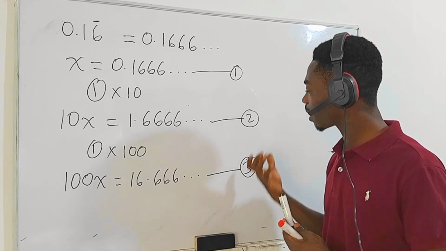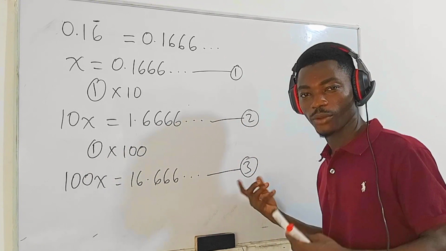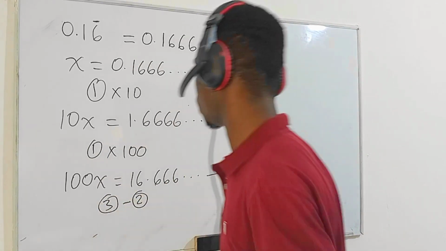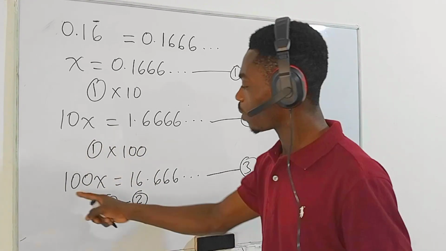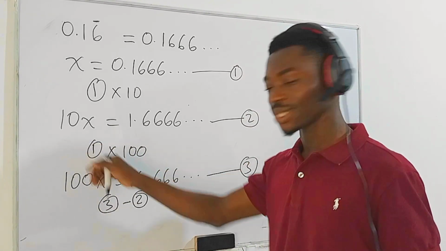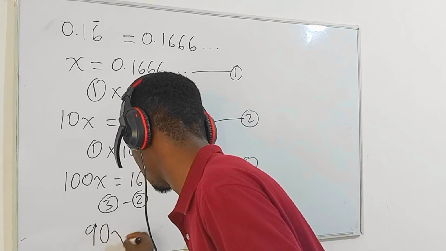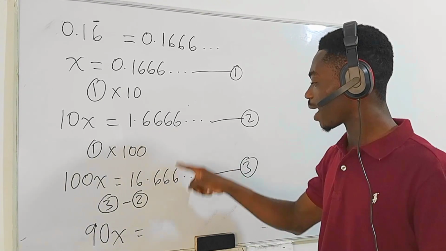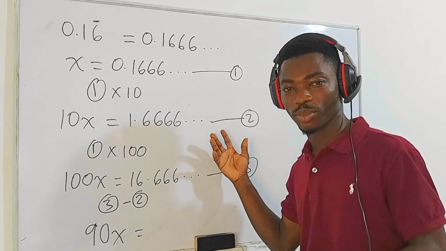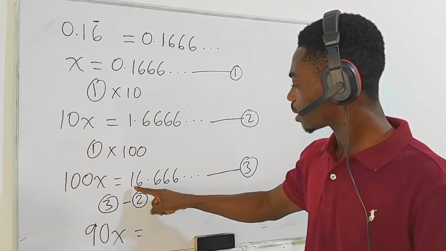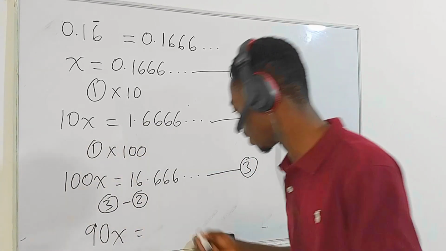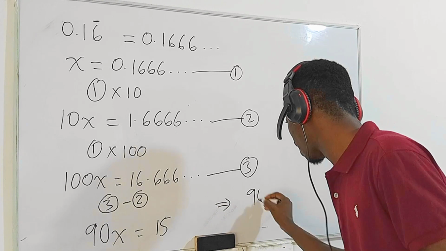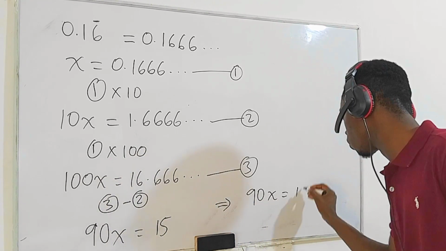That means that we can take equation 2 from equation 3 and we will be good to go. So I would say equation 3 minus equation 2. And this time around, we are going to have 100x minus 10x. That is just 90x. And this is equal to, now because these digits right here are the same as these digits, they will all disappear. All right, so we are going to have 16 minus 1, which is 15, and this implies that we have 90x is equal to 15.